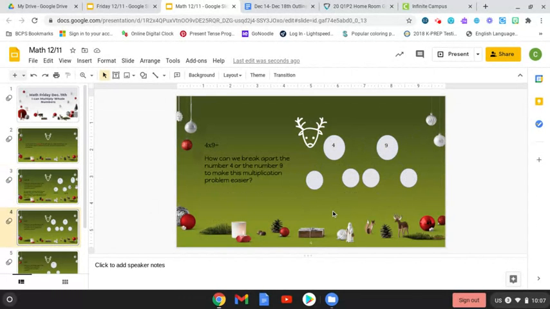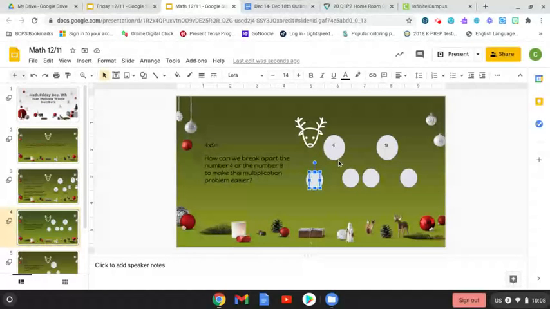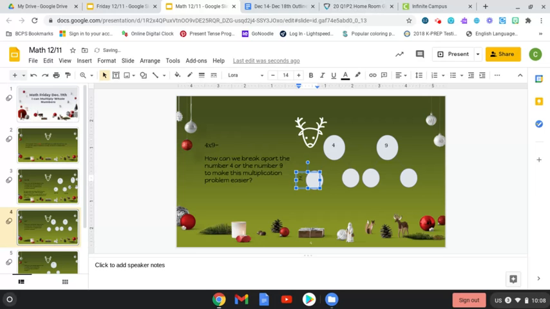4 times 9. So I could either break apart the 4 or I could break apart the 9. If I break apart the 4, remember, I am still multiplying the 9, but I'm breaking the 4 into 2 and 2. So instead of 4 times 9, I could say 2 times 9, which is 18. And since I broke it into 2 and 2, I would do the same thing here. 2 times 9 equals 18. Okay?